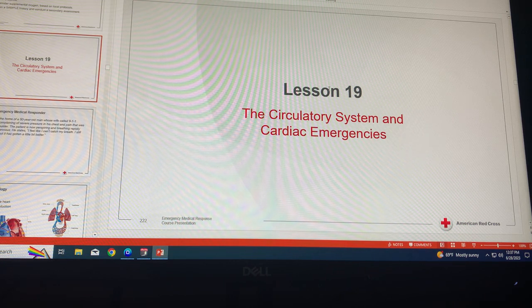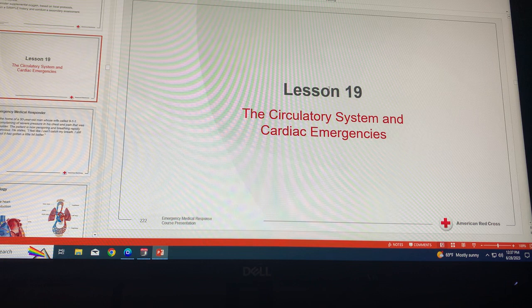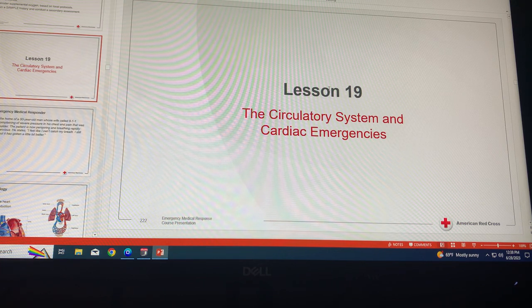It can sometimes result from a heart attack, but cardiac arrest can also be caused by sudden, irregular electrical activity of the heart, as well as many other issues. To provide care for a patient in cardiac arrest, you need to know how to perform cardiopulmonary resuscitation, CPR, and use an automated external defibrillator, AED.